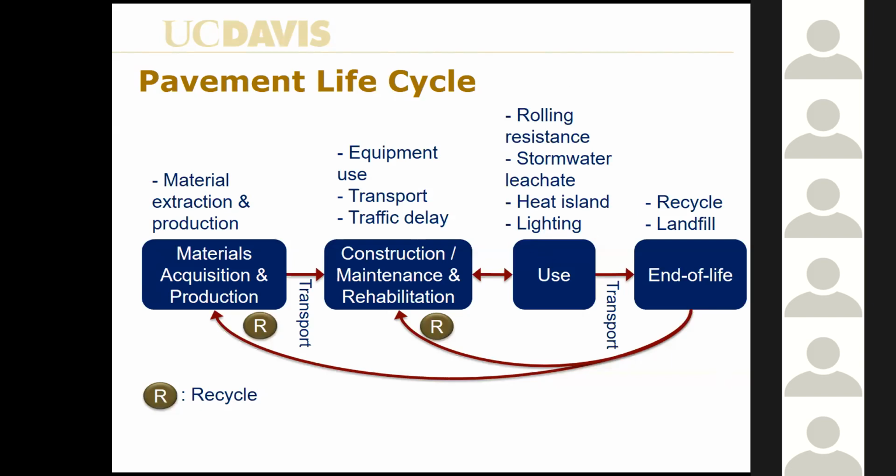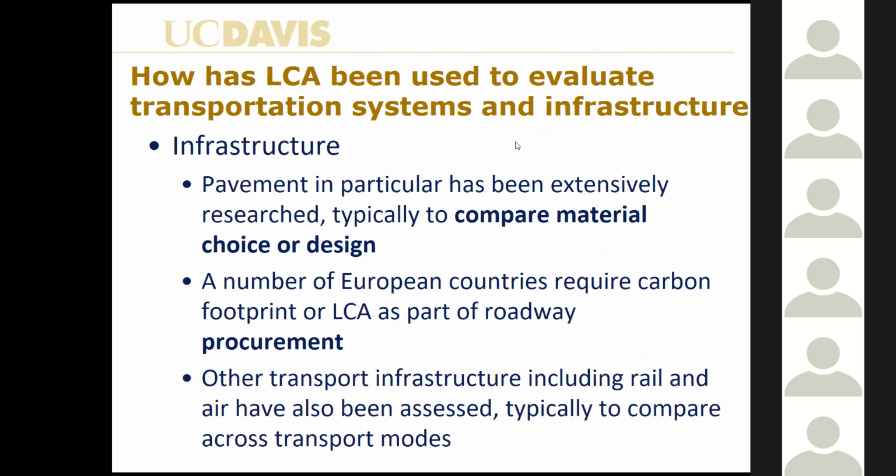So how has LCA been used to evaluate infrastructure and transportation systems, particularly pavements, in the past? Well, if we look at the literature, we see an extensive focus on comparing material choices or designs. There are some examples of carbon footprints or LCA being used as part of roadway procurement processes. And then we have more broadly seen LCA for transport infrastructure using comparison assessments, usually trying to compare across transport modes.